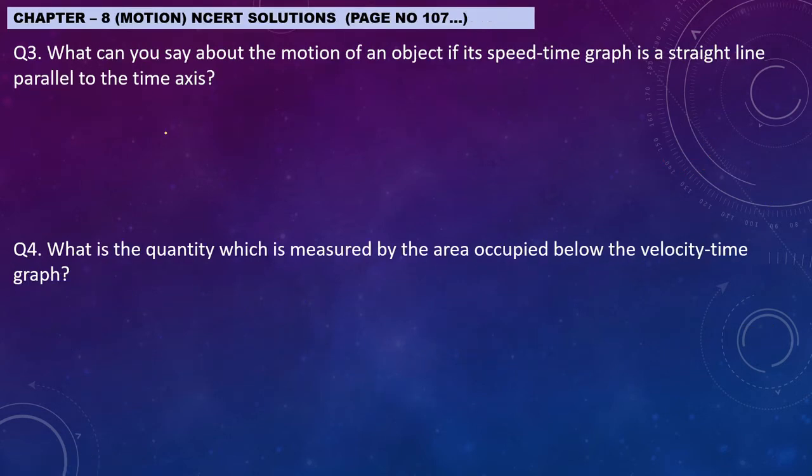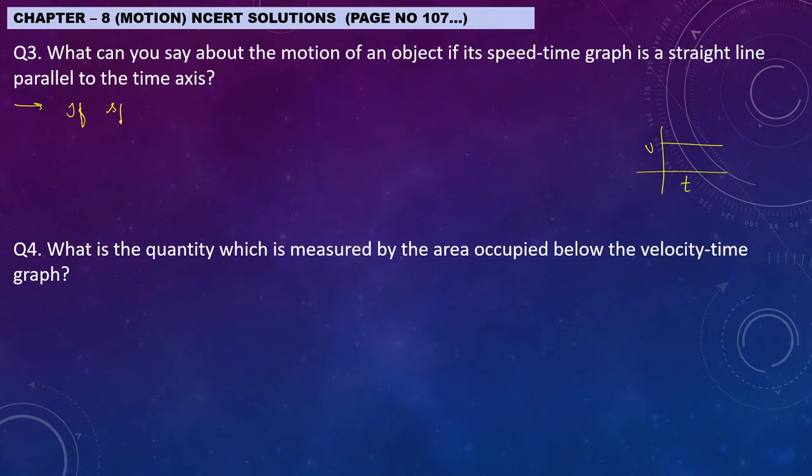We'll see question number 3. What can you say about the motion of an object if its speed time graph is a straight line parallel to the time axis? Now we are talking about the speed time graph. If it is parallel to the x-axis, that means the time axis, then the speed is constant. And if speed is constant, it means velocity is not changing, then the acceleration is 0, right?